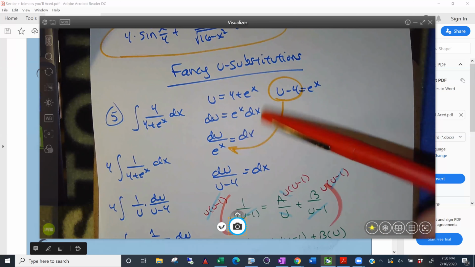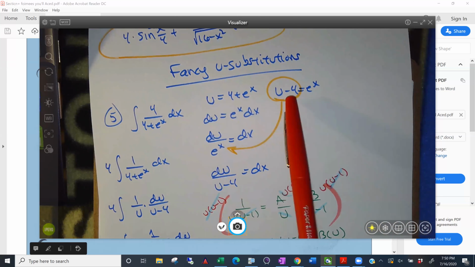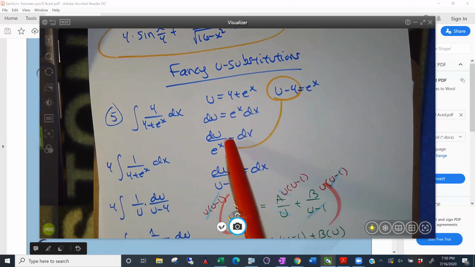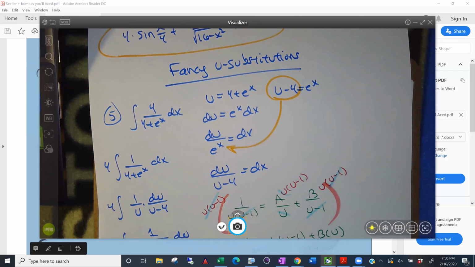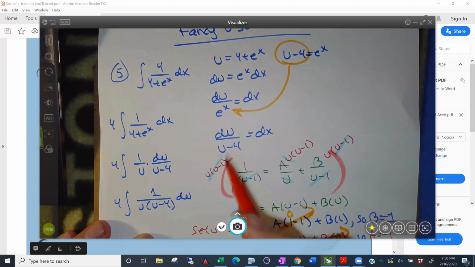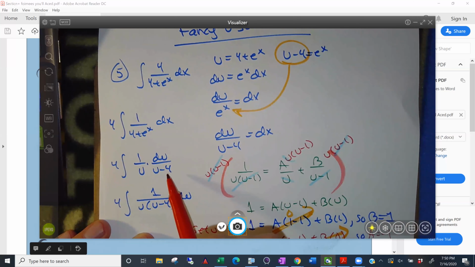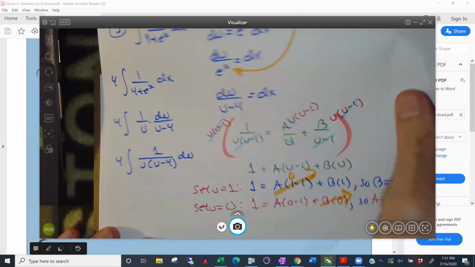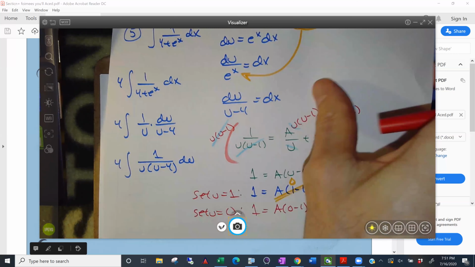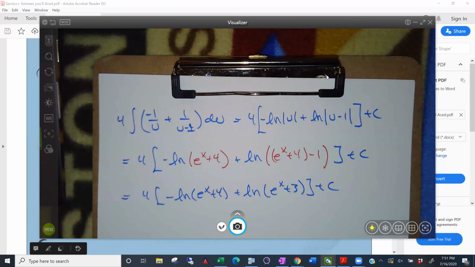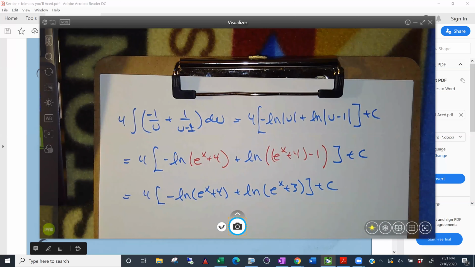So then we realized, oh, well, moving this to the other side gives me a substitution for e to the x. And that's what I put down here. So that dx term, that whole dx term, got replaced with du over u minus 4. And at that point, there's just a partial fraction decomposition, and then substitute back in for u. One more fancy u substitution, then we'll take kind of a break here. So another fancy u substitution problem coming up.